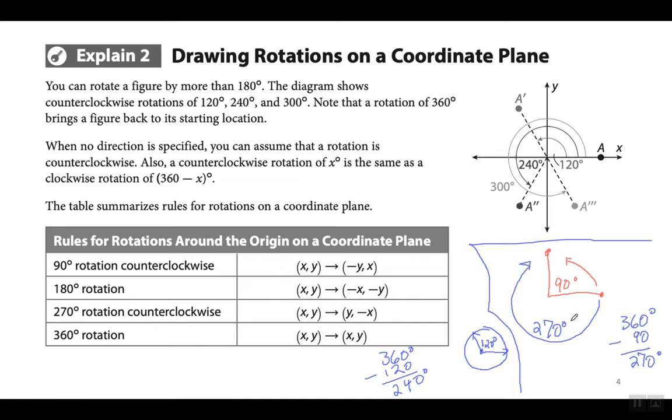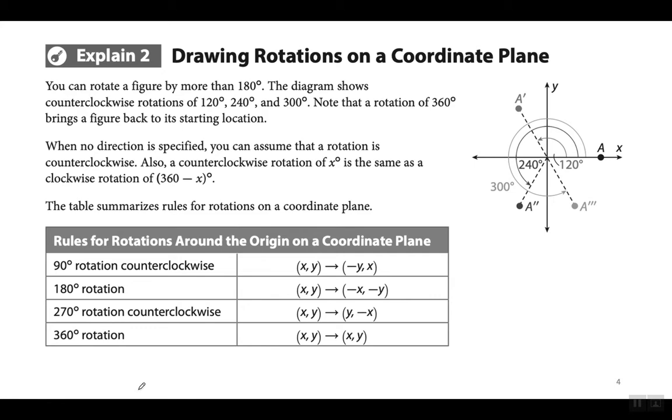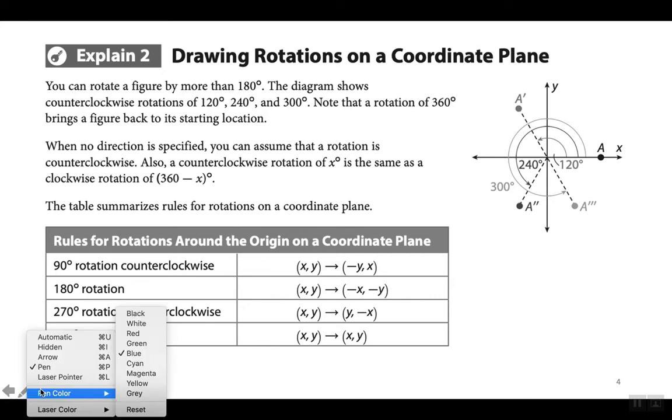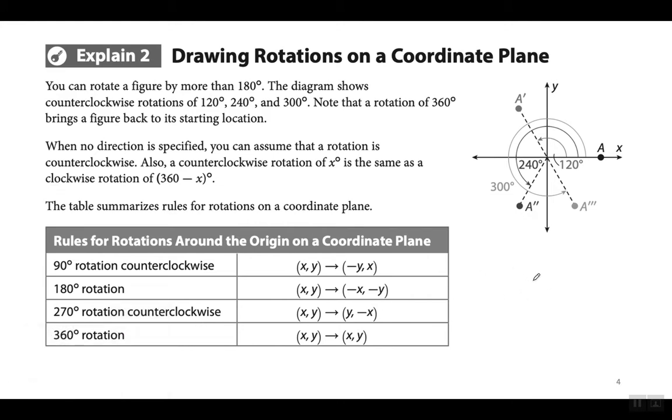Okay. The other thing I wanted to go over is that you could actually do rotations greater than 360. So for example, let's say that you do a 450-degree counterclockwise rotation.